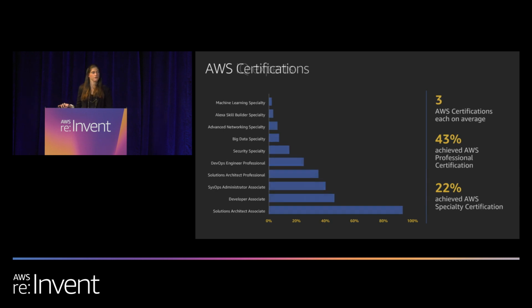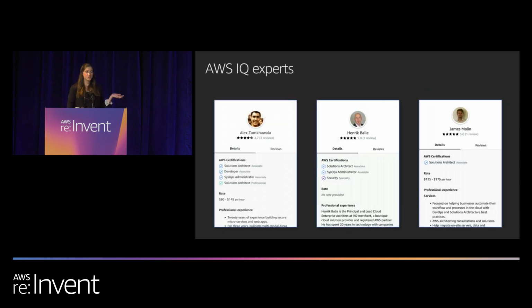Let's go ahead and check out a few profiles. These are 3 profiles of real experts on IQ: Alex, Henrik, and James. You can see those details that I spoke about earlier: the certifications, their rate, and their professional experience, as well as their photo and their star ratings. If you click on that second tab that says Reviews, you'd be able to read the text reviews provided by previous customers. As a note, both Alex and Henrik will be here this week, and they'll be at the IQ booth if you'd like to chat with them or other IQ experts in person.